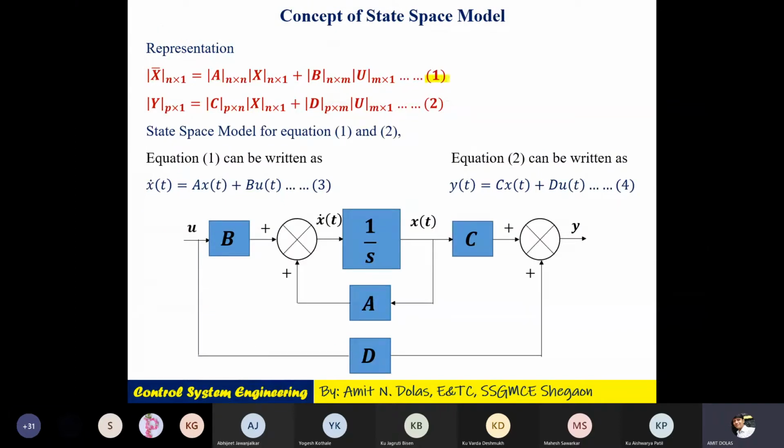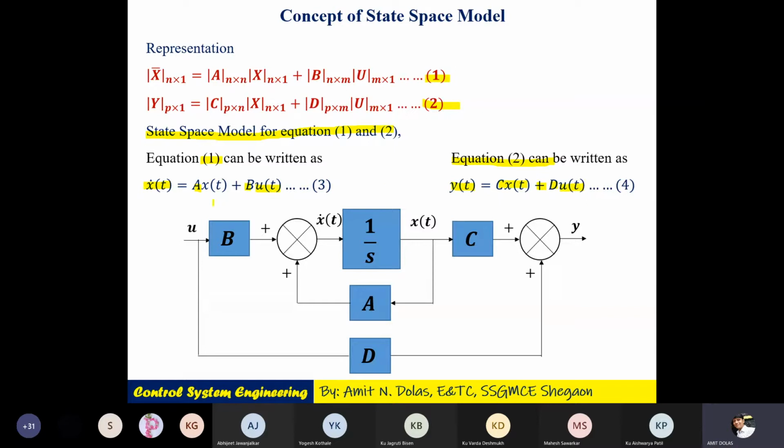These two equations can be represented in the state space model like this. Equation 1 can be written like x dot of t, that is the derivative of x, is equal to A into x of t plus B into u of t. You know u of t is nothing but input. And equation 2 can be written like y of t is equal to C of x of t plus D, that is the system matrix, into u of t, that is input.